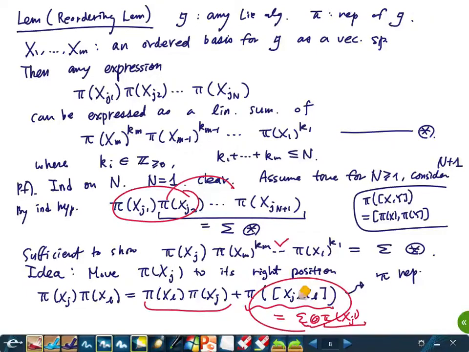So eventually, everything will be in this form. That's basically the idea. I'm not going to write the full details. So that's the proof, basically. The full detail can be found in the book, you can read it. That's the idea. Okay, so this is going to be very useful for us. Any question about the proof?